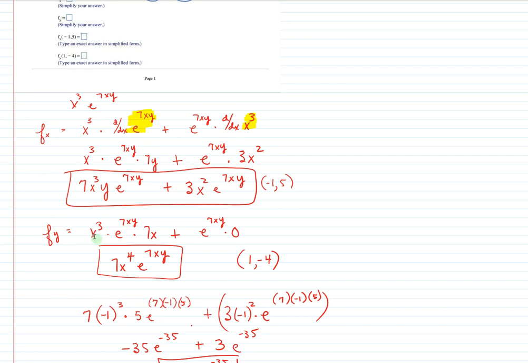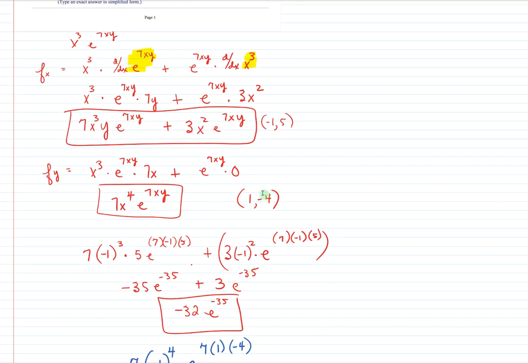For fy, I didn't write the roadmap here, I just went straight to this line. So we have x cubed times e to the 7xy times 7x plus e to the 7xy times 0. And then that ends up being 7x to the 4th e to the 7xy. That all goes to 0. And we've got to evaluate at (1, negative 4) for that one.